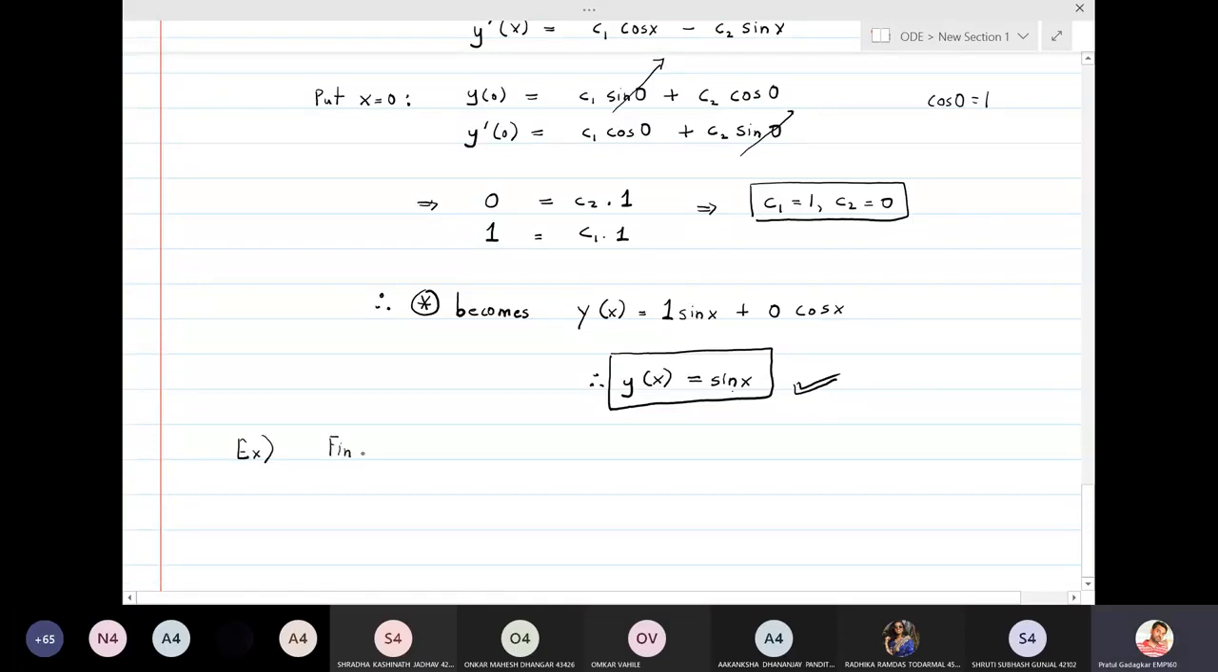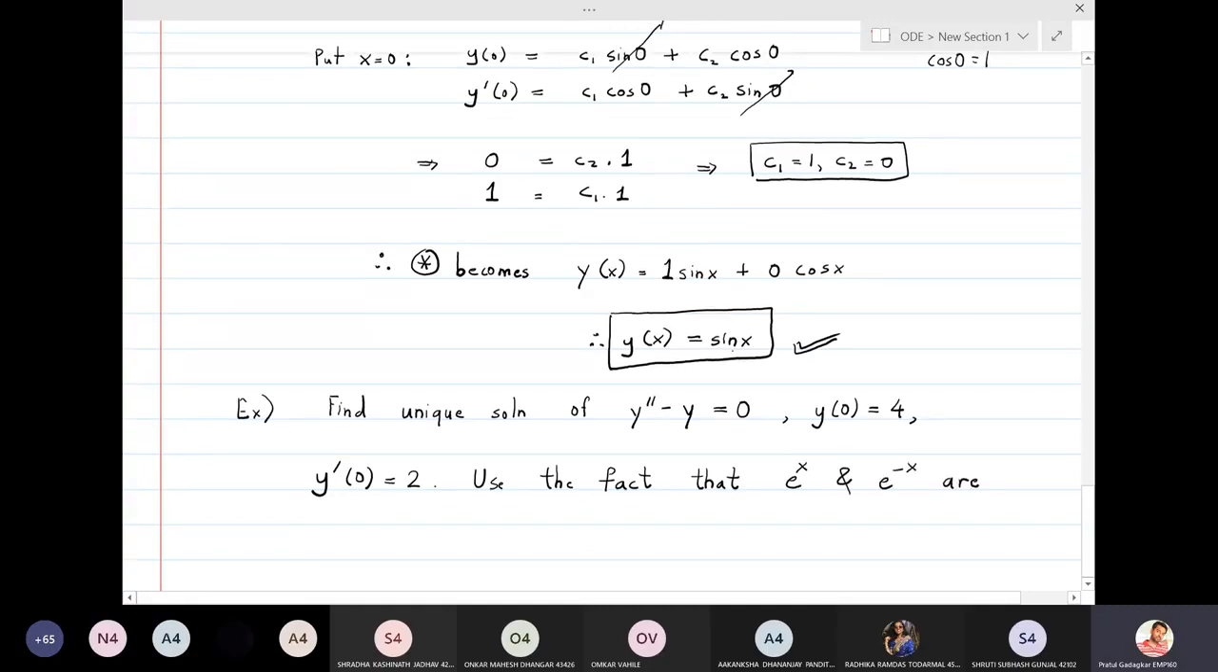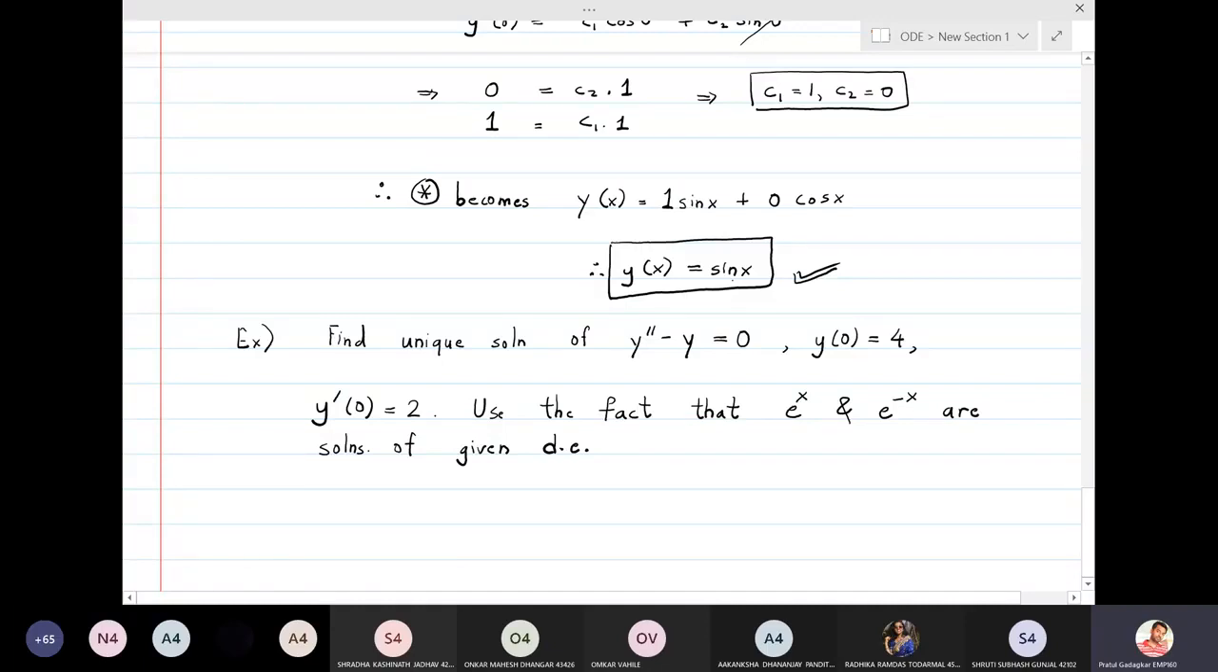Find the unique solution of y double dash minus y equal to 0, with y of 0 equal to 4 and y dash of 0 equal to 2. Use the fact that e raised to x and e raised to minus x are solutions of the given differential equation. So I'm giving you that e raised to x and e raised to minus x are solutions of the differential equation. Now start working your calculation.